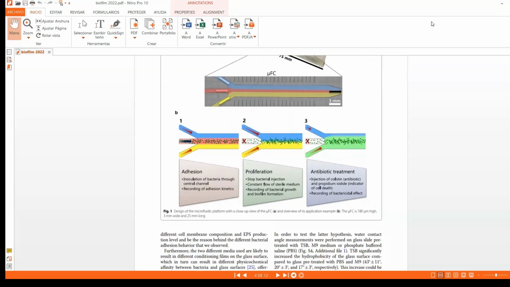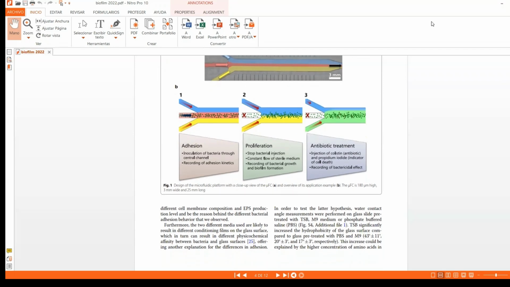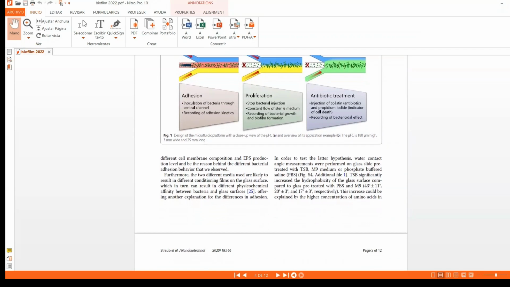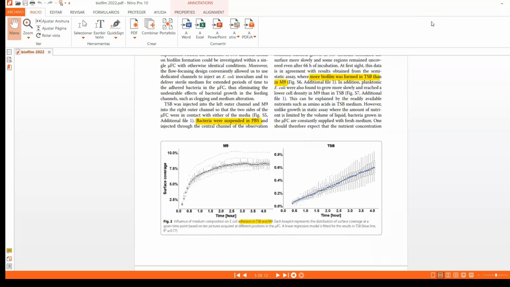And finally, they studied the antibiotic treatment. So they injected through one inlet the antibiotic colistin and propidium iodide, that is an indicator of cell death. After they did that, they studied the surface coverage depending on the medium they used.